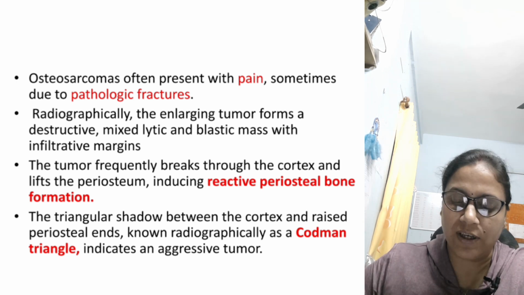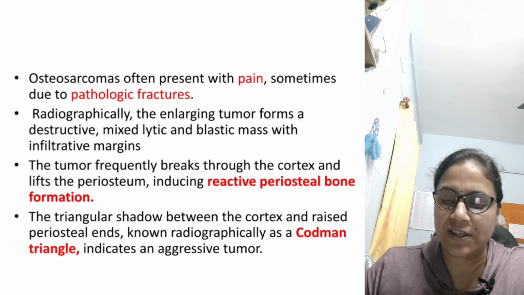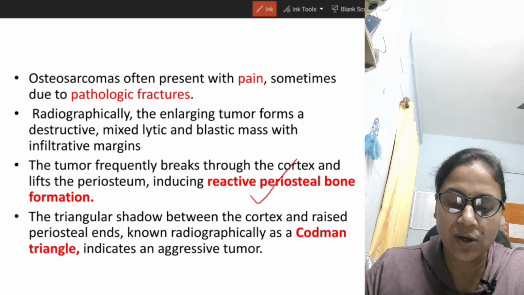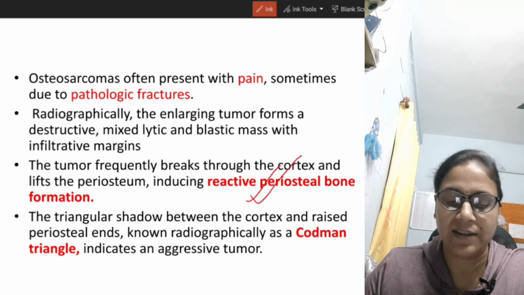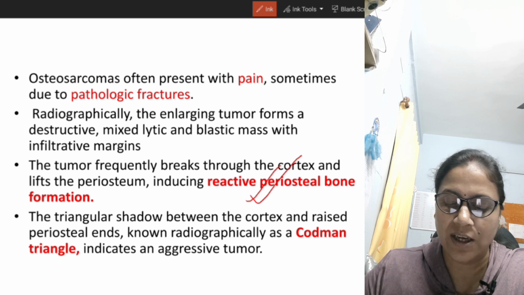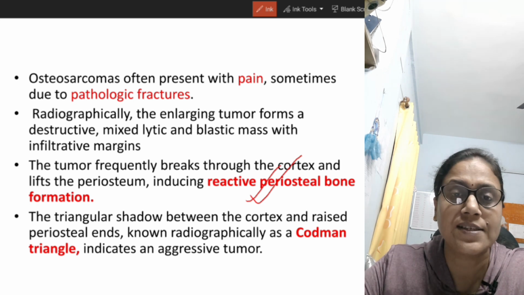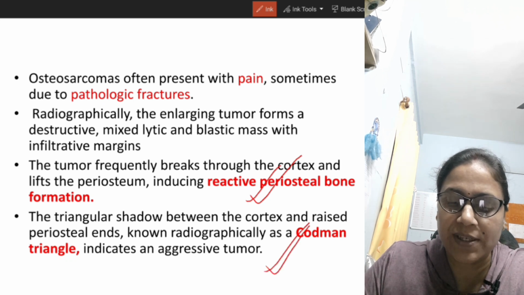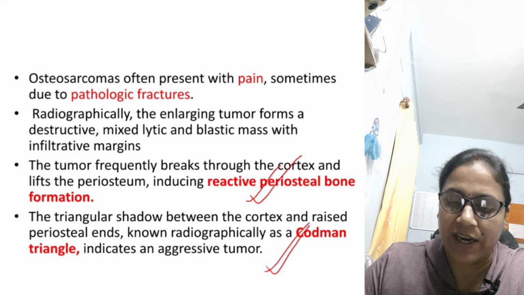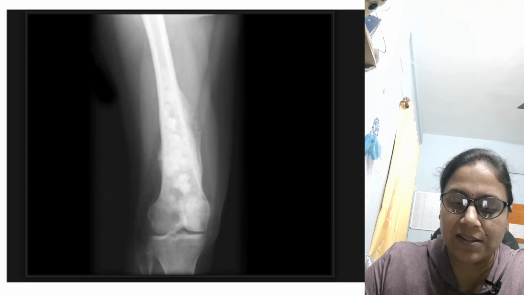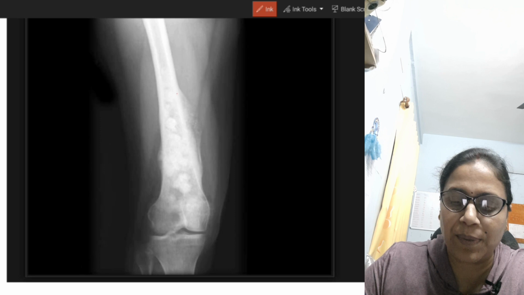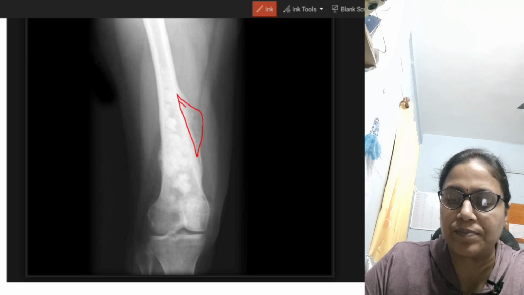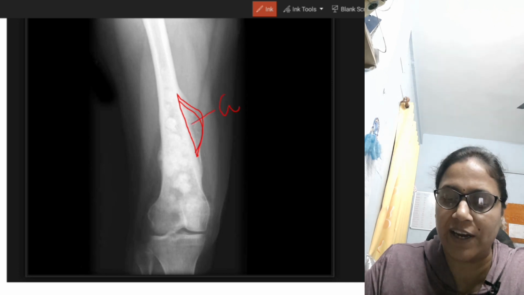The most important or the most characteristic feature is the reactive periosteal bone formation and the triangular shadow between the cortex and the raised periosteal ends is known as Codman's triangle. The significance is that it indicates an aggressive tumor. So in this picture you can see that there is a triangle formed between the cortex, this is the tumor, and this is the raised periosteum. So this is known as the Codman's triangle. This is often asked in your viva.